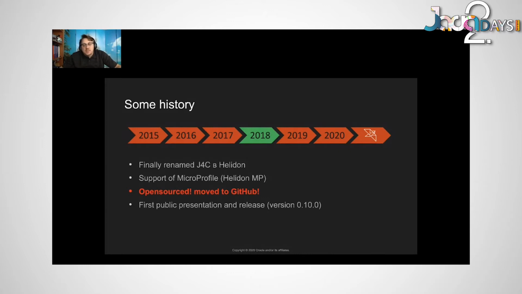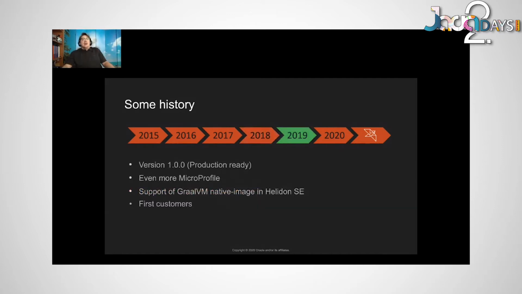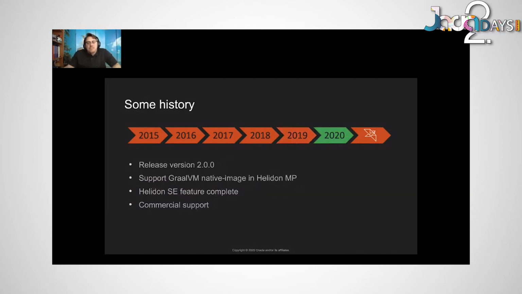So this year we had the first presentation, so it was very productized. It took some time to finish it and make it absolutely production ready, and there was a lot of effort done in 2019, just a year ago, to make everything support GraalVM native image. And as a result, we really got our first customers, both internal and external. And now in 2020, in the beginning of the year, we have released version 2.0, which is exactly the Helidon which we are using right now.